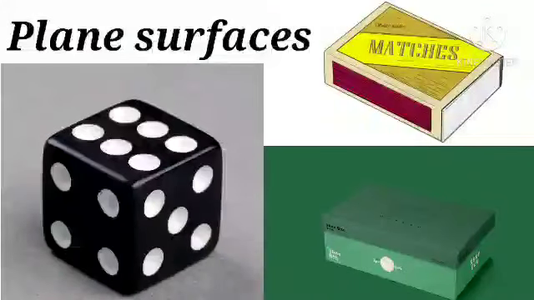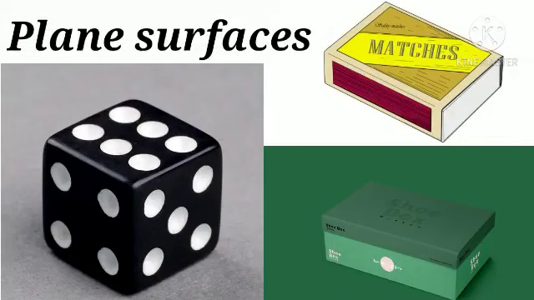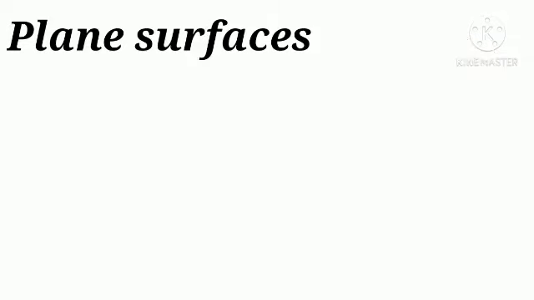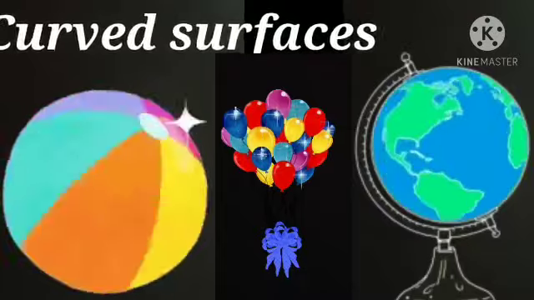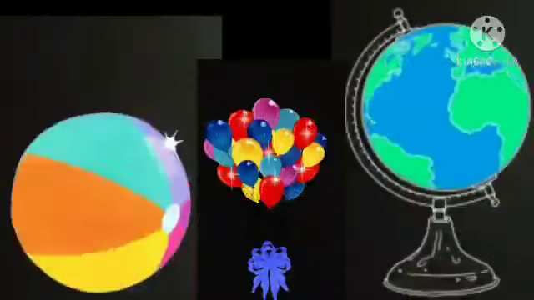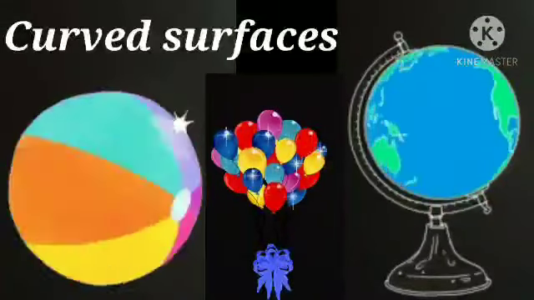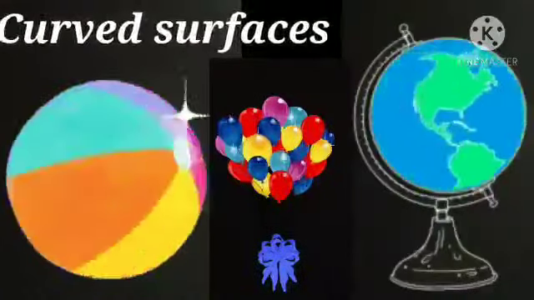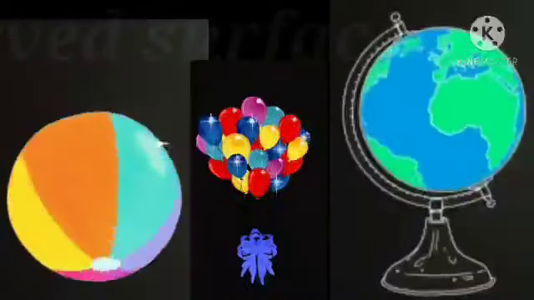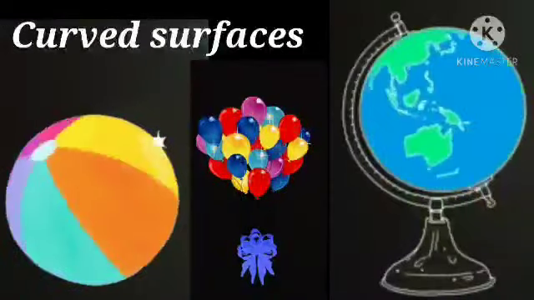Children, now look at these objects. Dice, matchbox, and shoebox. These all objects have only plane surfaces. In other words, we can say flat surfaces. Children, now look at these objects. Have you noticed that ball, balloons, and globe? These all objects have only curved surfaces.